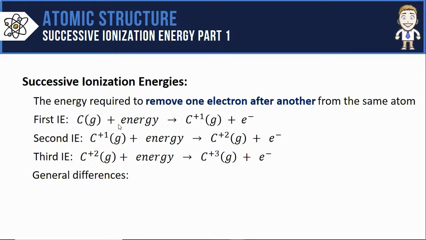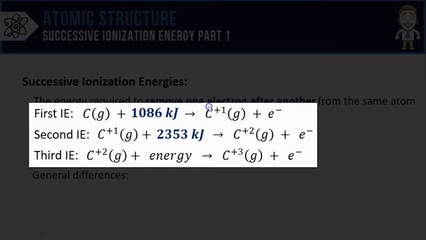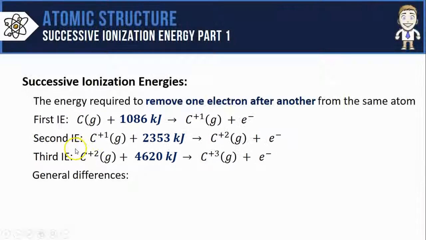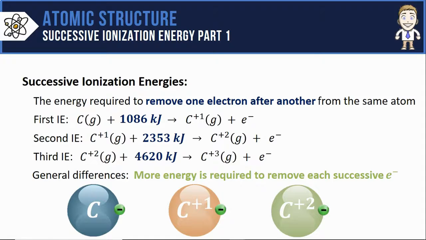We can also start to take a look at some of the general differences between the amount of energy it takes to remove one electron after another. I'll show you that by putting in the exact amounts of energy required to remove the electrons here from this carbon atom. The first, 1086, 2300, and 4600. You should notice right away that more energy is required to remove each successive electron. We can explain why that is by looking at the 3 models shown below.